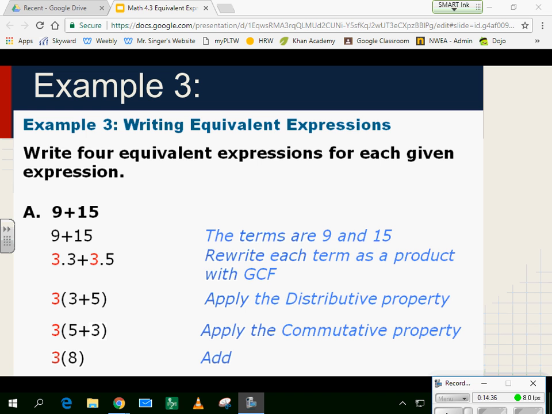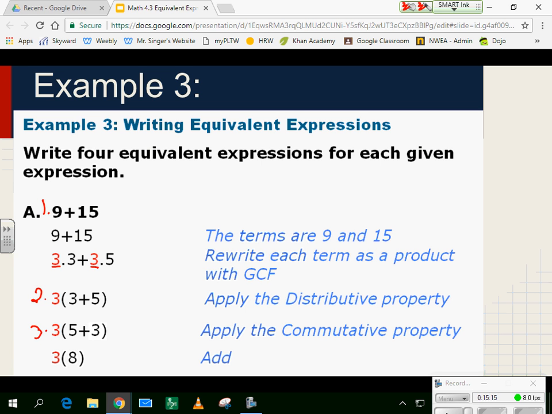Sometimes it may say write 4 equivalent expressions, meaning can you write it 4 different ways? Well, one way that everyone can always write it is the way that it was already given. So 9 plus 15, that already counts. Then from there, pull out the greatest common factor and see what else you get. So if I pull out the greatest common factor of 9 and 15, they both share a 3. So the second way that you could write it is using the greatest common factor in sum, which we just learned. So when you pull the 3 out, 3 goes into 9 3 times, and 3 goes into 15 5 times. So that's how you get that.